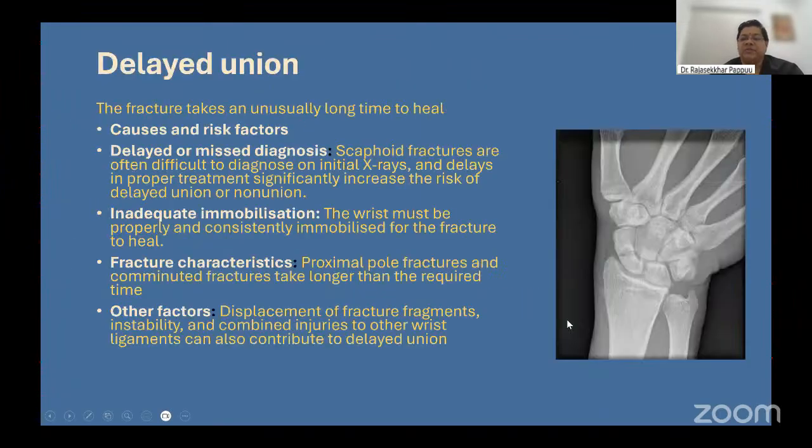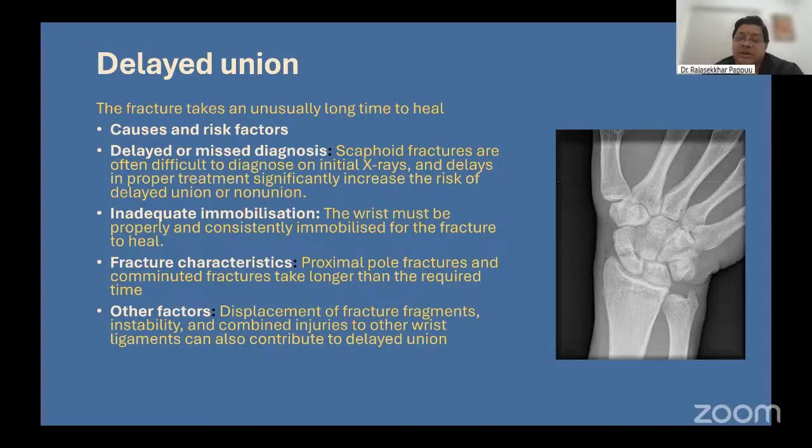So delayed union. What are the causes of delayed union? One of the most common causes is not diagnosing it immediately post trauma. On initial X-rays, it is not visible. By the time the fracture is visible on X-ray, it will almost always be 6 weeks. So not using advanced technology in diagnosing this fracture is one of the reasons for non-union.